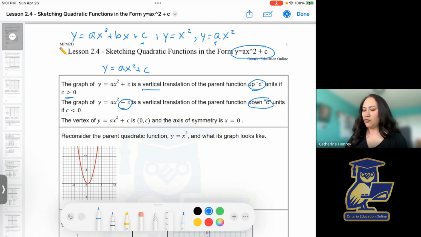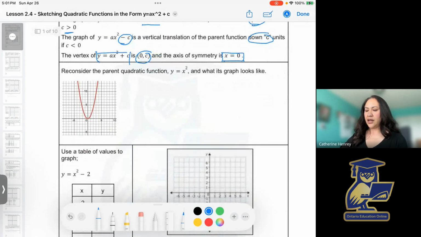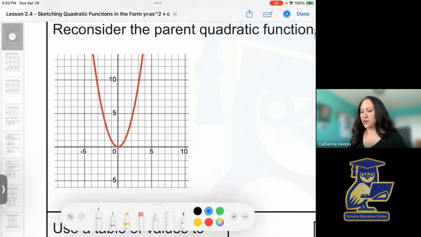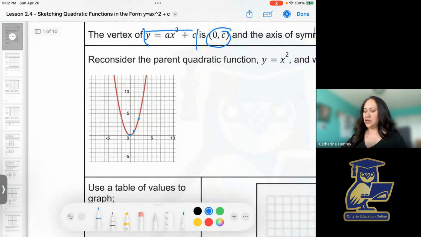And the vertex of y equals ax² plus c is the coordinates (0, c), whatever number is in that c position. And the axis of symmetry still coincides with the x term of the coordinate. So let's take a look at the parent function. Hopefully we recognize this is our parent function. We have some key points on our parent function. We have our vertex here, and then we have our first couple of points, (1, 1), (2, 4), and that's our step. So that is our parent function.